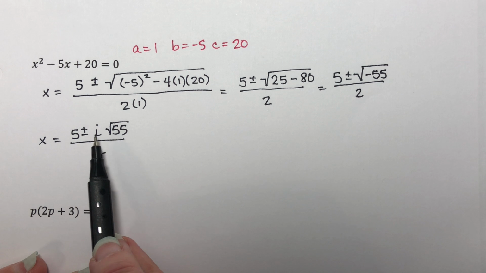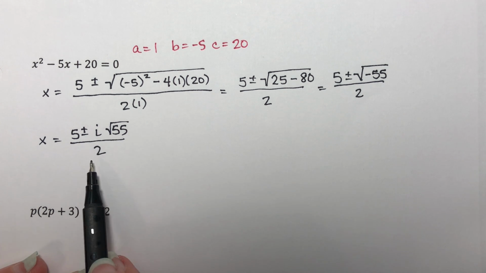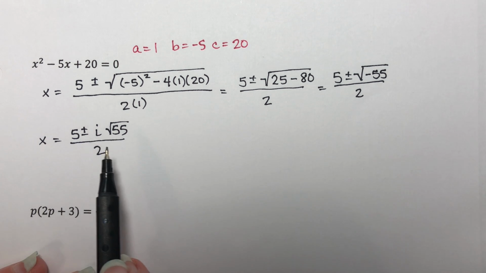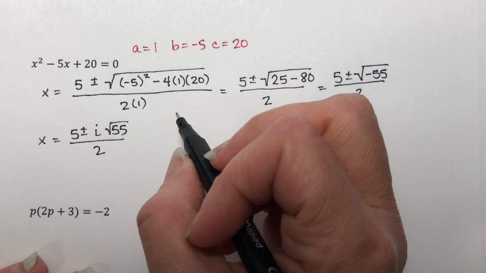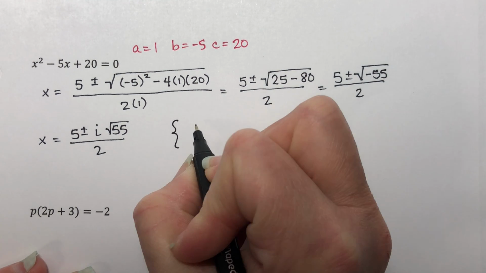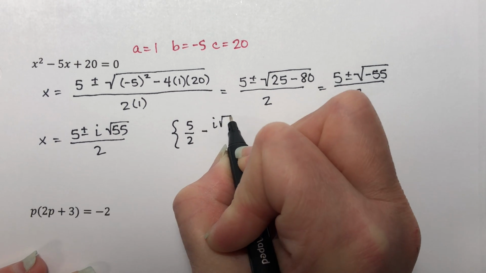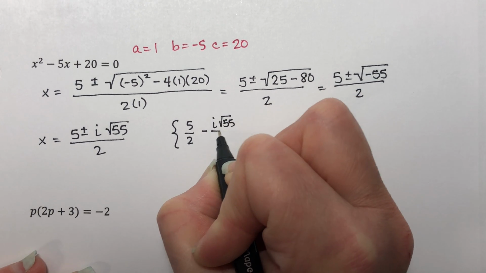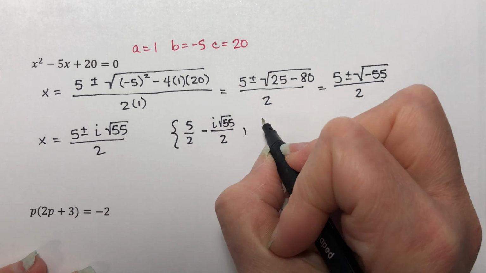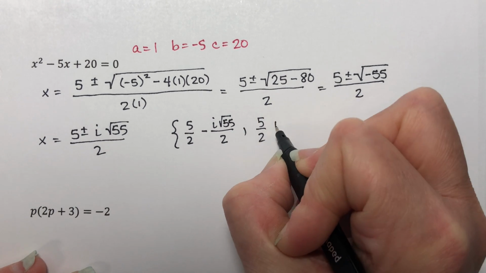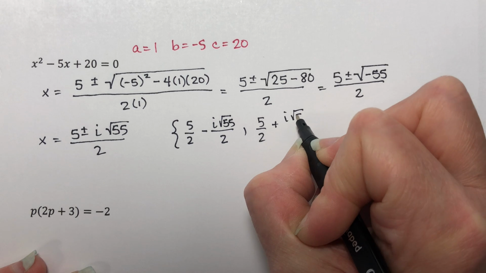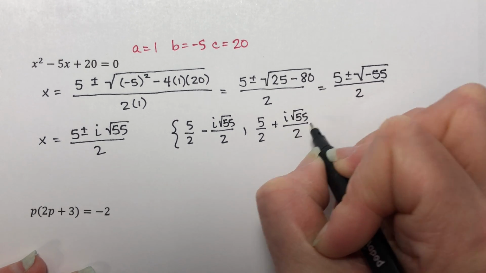Now, because this is imaginary, because we have complex solutions, we do need to split this into 2 fractions. So our 2 answers are 5 halves minus i square root 55 over 2 and 5 halves plus i square root 55 over 2.